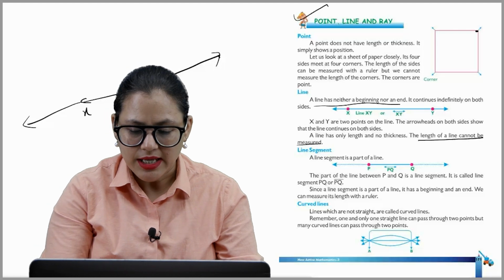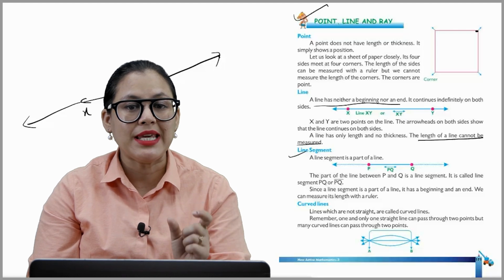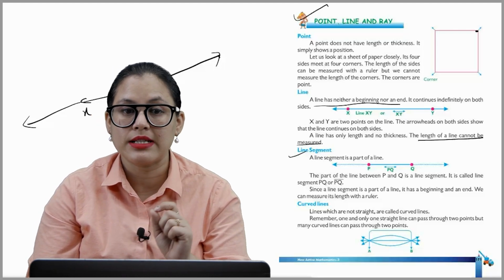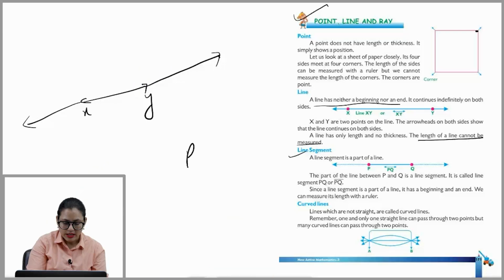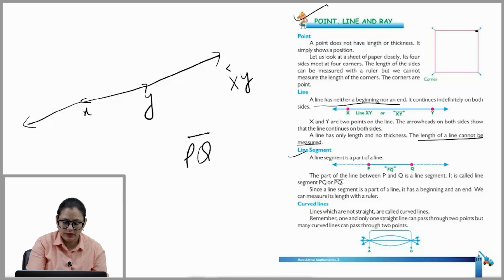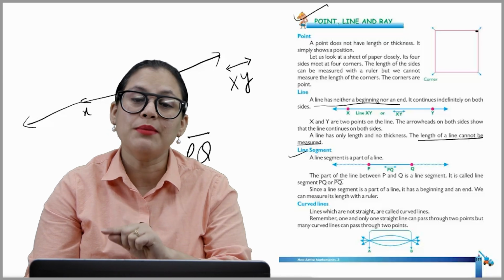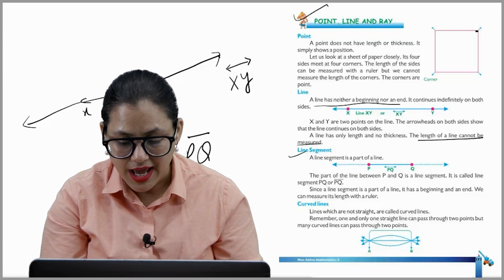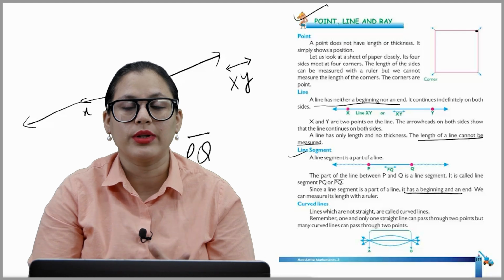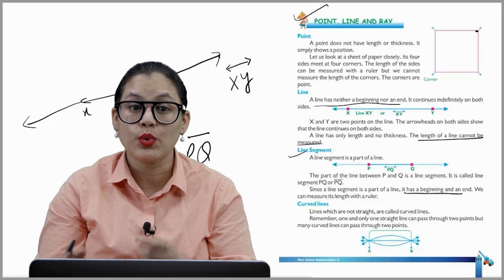Next is line segment. A line segment is a part of a line. The part of the line between P and Q is a line segment. It is called line segment PQ. This is the symbol of a line segment, and if we are representing a line, we will show two arrows. Since a line segment is a part of a line, it has a beginning and an end, so we can measure its length with a ruler.